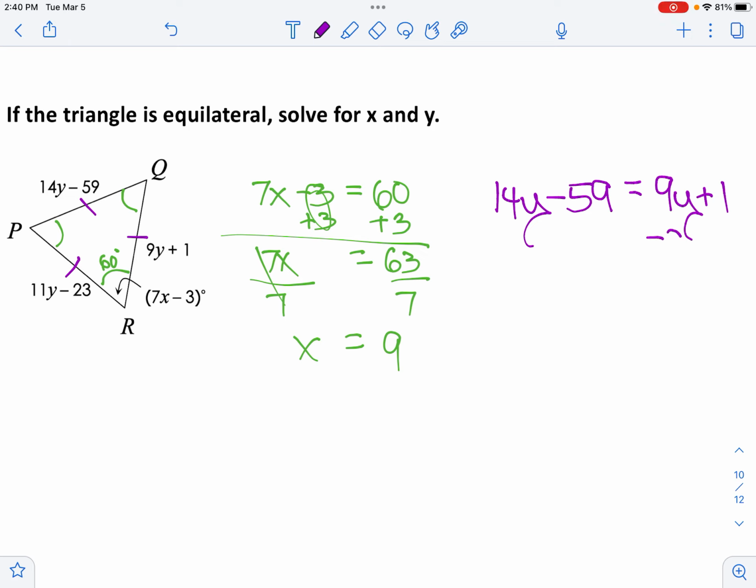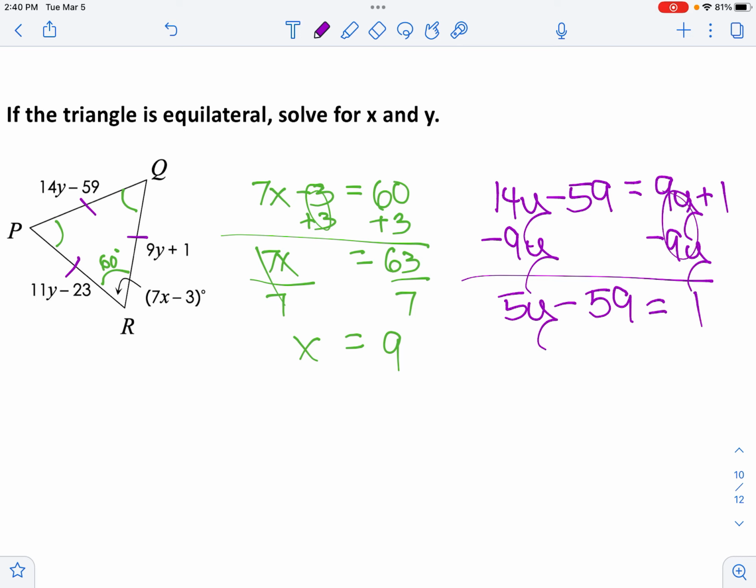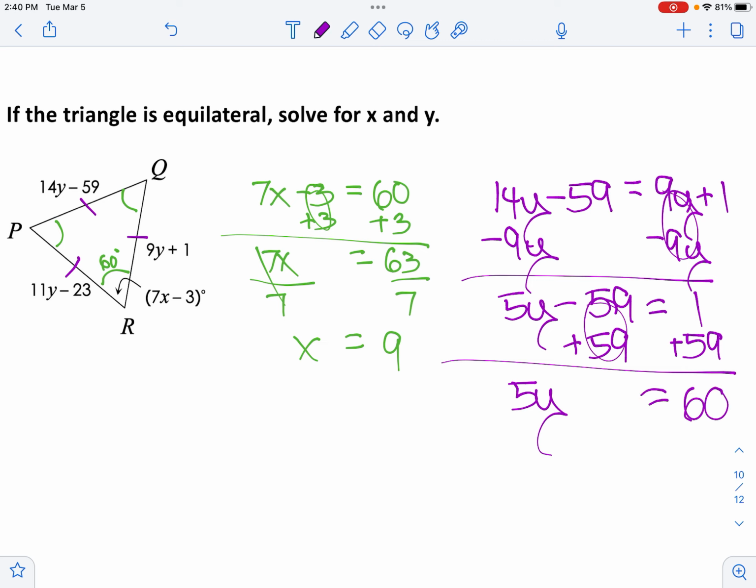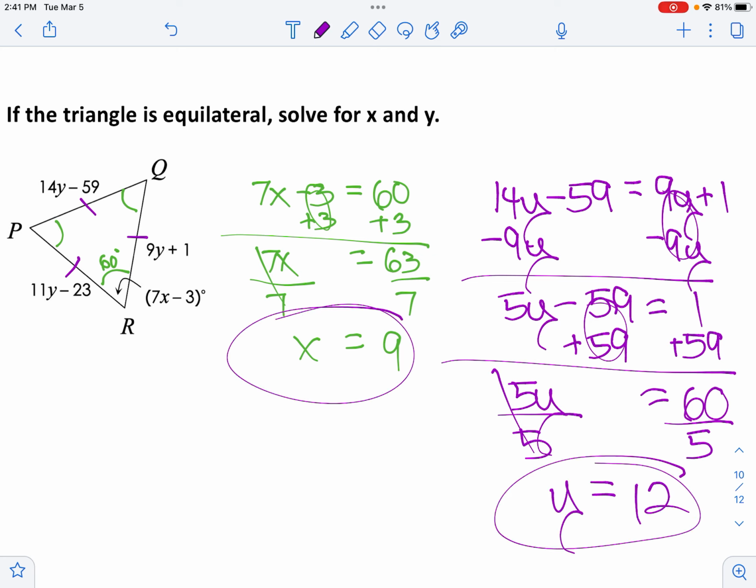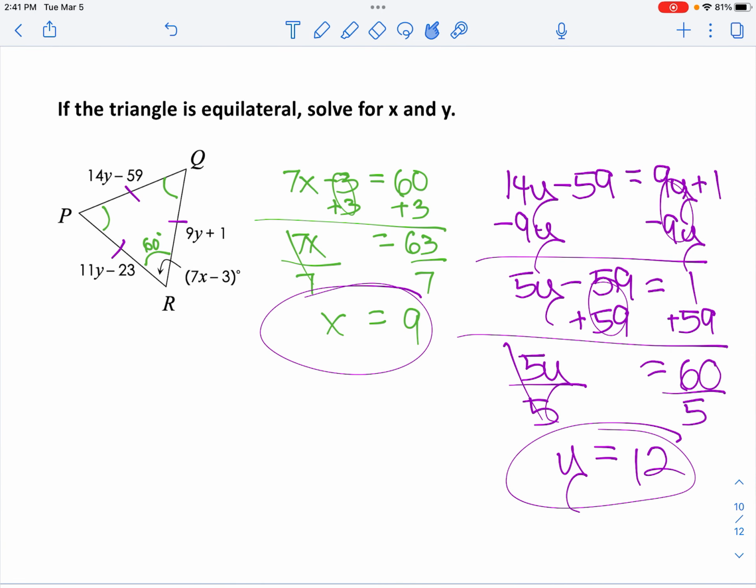Get my y's on one side. So I have 5y minus 59 equals 1. Add 59 to both sides. So 5y is equal to 60. And then lastly, divide by 5. So y equals 12. So I got y, I've got x, I'm done. So it's just expanding on our knowledge of what we already knew about isosceles and equilateral triangles. And that's it.